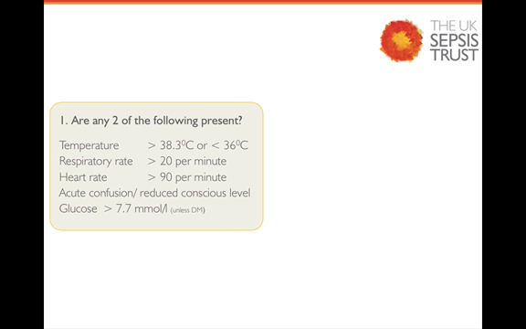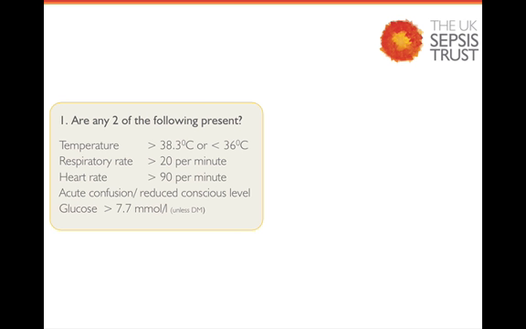The fourth SIRS criteria is acute confusion or reduced conscious level. It's important to remember that this is a change from the normal level of confusion or the normal conscious level of the patient. The final and fifth SIRS criteria for emergency department triage is a glucose or BM reading of greater than 7.7 millimoles per litre. Now this is a relatively normal glucose to have if you're a diabetic. So if you're a diabetic patient and your glucose is greater than 7.7, it doesn't trigger as one of the SIRS criteria for the purpose of sepsis screening.